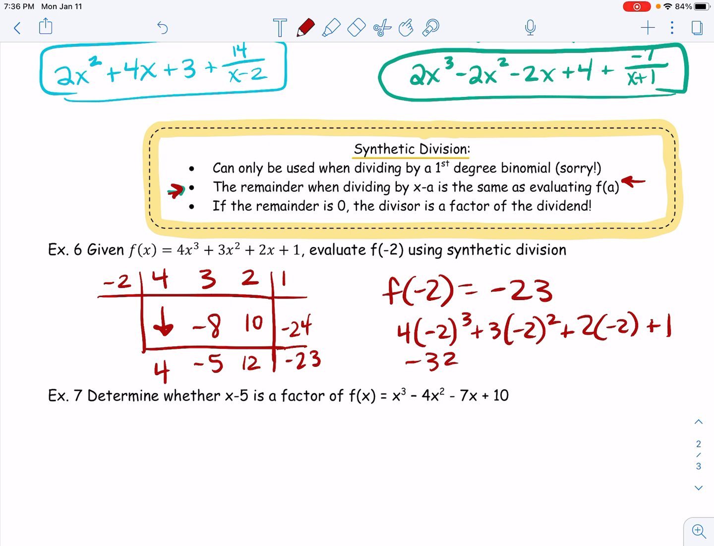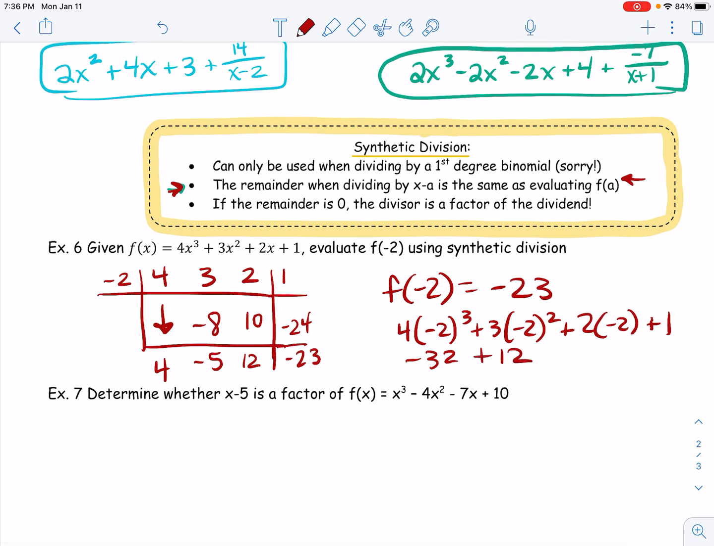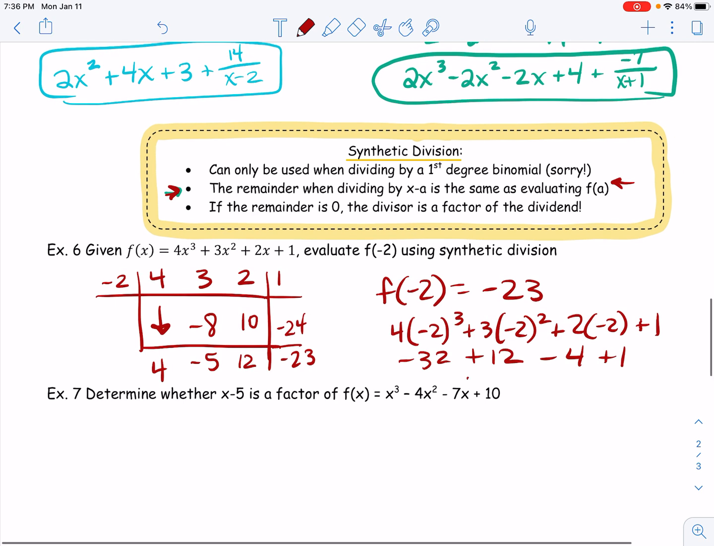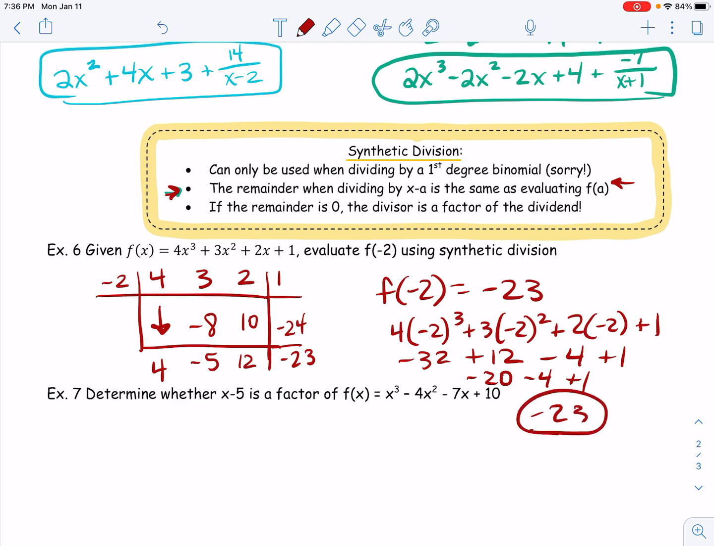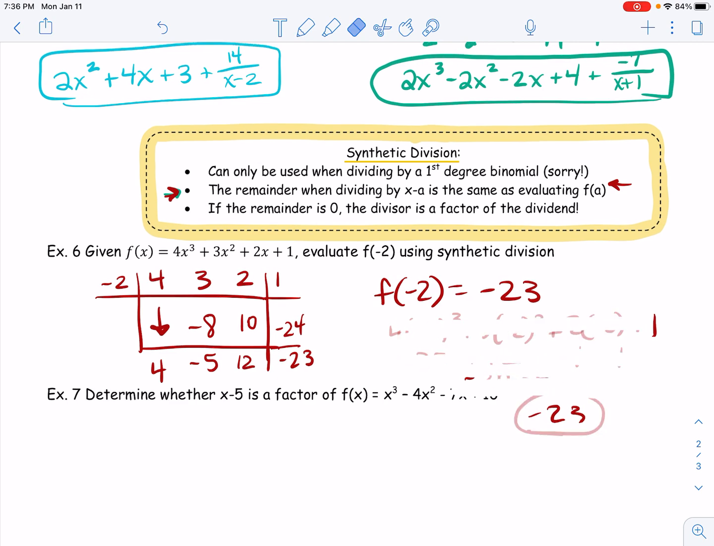Negative 2 squared is 4. 4 times 3 is 12. Minus 4 plus 1. Negative 32 plus 12 is negative 20. Minus 4 plus 1. Look at that. Negative 23. Isn't that so cool? I just love that. Okay.